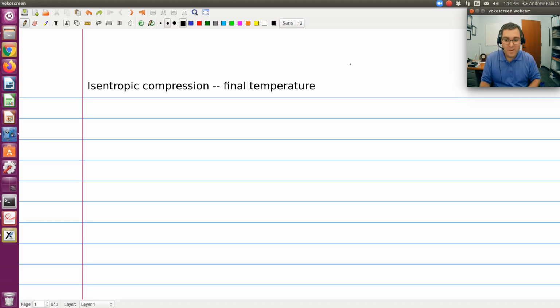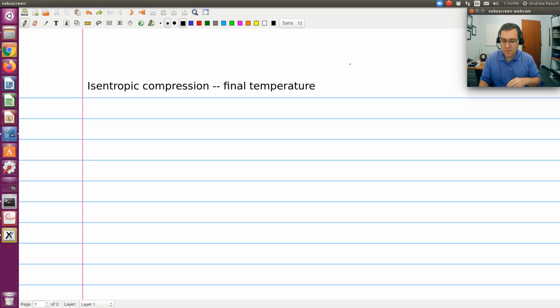Hello, greetings. So I assigned you all a fun isentropic compression problem, and I've received a couple of questions on it. And so I want to go through the setup behind it to make sure you're all on the same page and are able to get it.